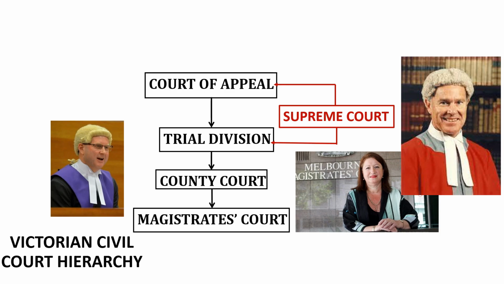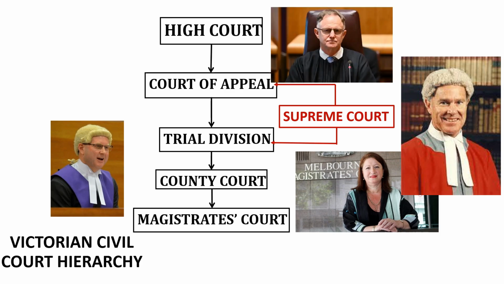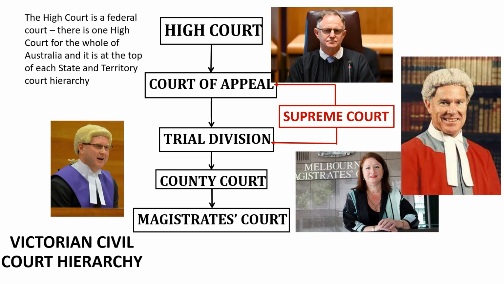The difference is that the Trial Division, as its name suggests, hears trials of civil disputes. On the other hand, the Court of Appeal, as its name suggests, deals with appeals. And finally, at the very top of the Victorian civil court hierarchy, we have the High Court. The High Court is a federal court, unlike all of the other courts in this diagram, which are Victorian courts. There is only one High Court in Australia, and it sits at the top of each state and territory court hierarchy.